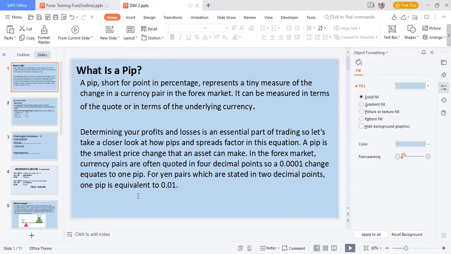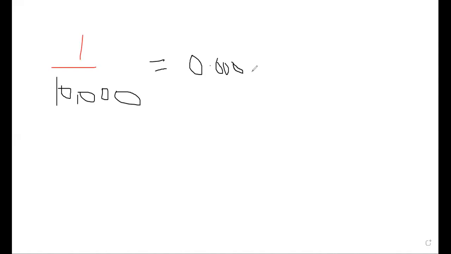So, what pip simply means here is, let's say I have, pip was actually generated from 1 over 10,000, which led to 0.0001. And you see, mathematically, this is 1, 2, 3, 4. This is 1 times 10 raised to what? Raised to minus 4, because it's counting from behind.